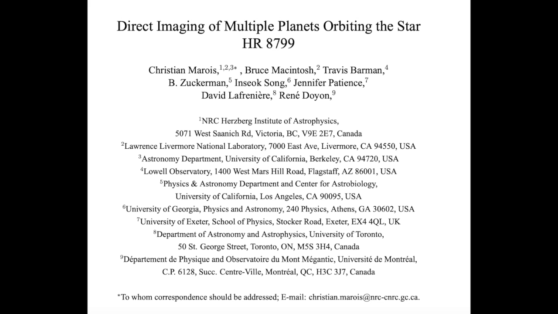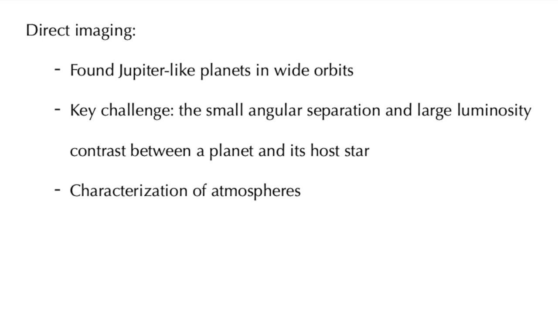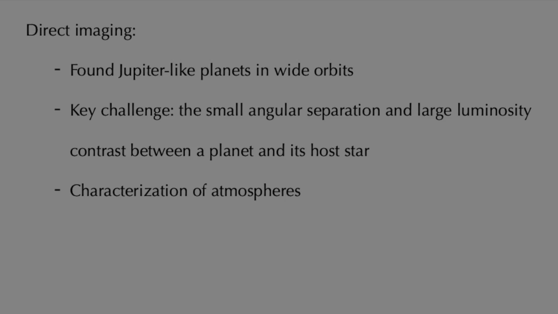In 2008, a group of scientists published this paper, which describes the first, or one of the first, detections of exoplanets using direct imaging. This method is most useful for finding Jupiter-like planets, because these planets are far enough away from their stars and bright enough to be directly imaged.